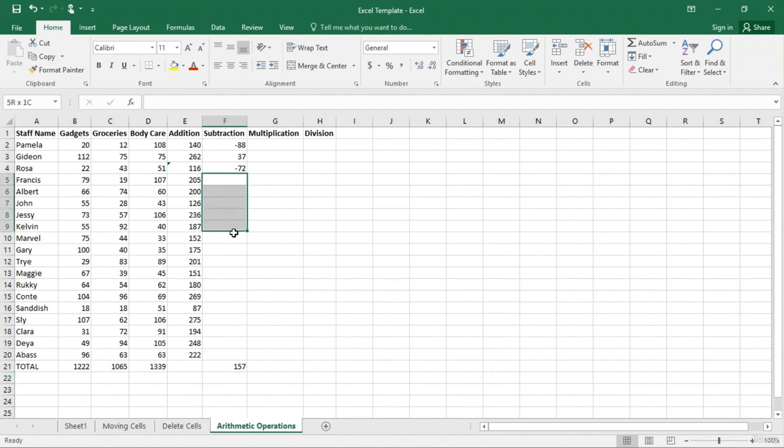Try to fill these empty cells using subtraction by subtracting either the gadget from the body care or gadget from the groceries. In my example, I'll be subtracting the body care from the gadget. If you got the same answer with me, well, congratulations, you've understood how to subtract.